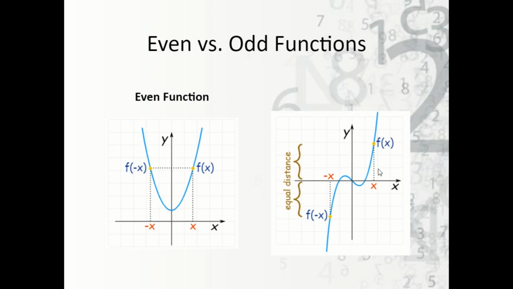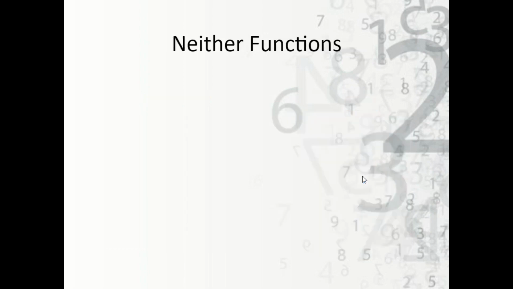Now an odd function is something that's rotated. So I spin it 180 degrees. If I take this point here and spin it 180 degrees, it should end up right there. If I take this point and spin it 180 degrees, it should end up right here, and so on. So the whole function is spun around the origin. So this is an odd function.